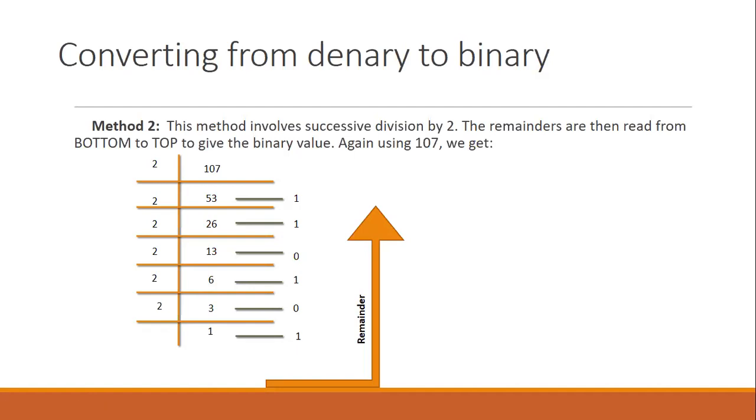So this is another method present in your book as well. But being a teacher myself, I would suggest that you better understand method number 1. But if you want, I can explain method number 2. This is simple division by 2. And what you do is you write the quotient here, and then you write the remainder here.